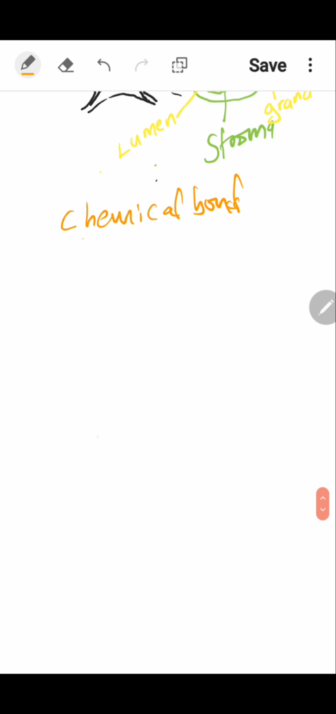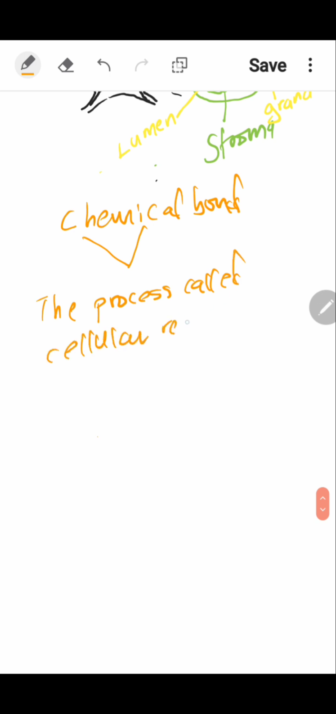So, when the chemical bond is broken down, the process called cellular respiration takes place. Now, cellular respiration is the process of converting glucose into usable energy source. And cellular respiration is also known as cellular metabolism, because the cells are metabolizing or breaking down the sugar molecule.